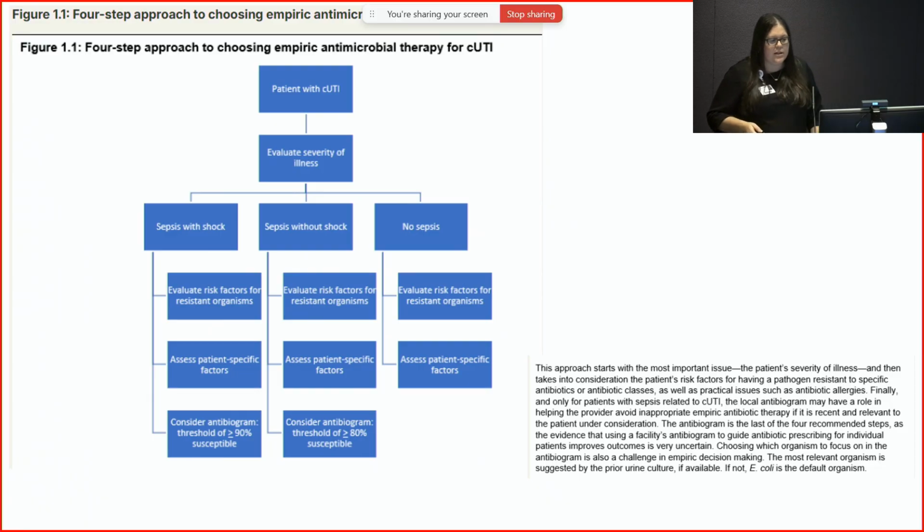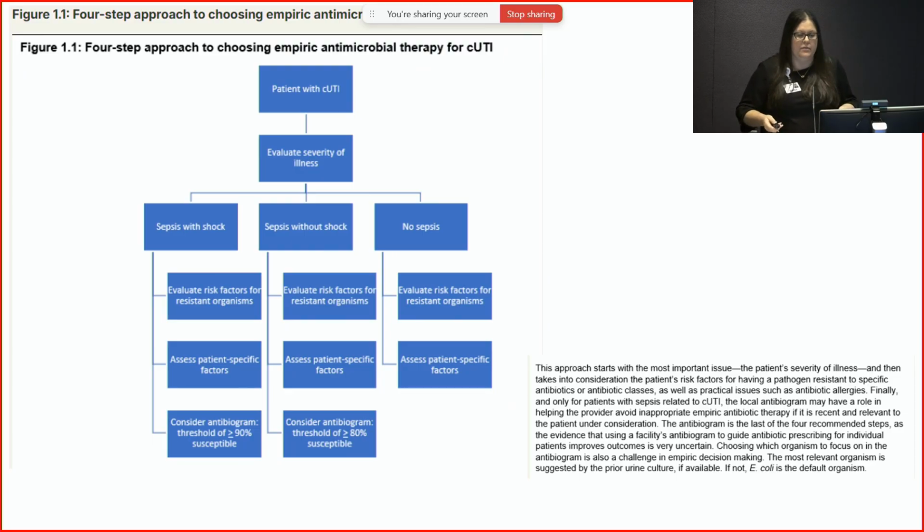So these guidelines really wanted to emphasize a 4-step approach on how to choose your empiric antimicrobial therapy for complicated UTIs. They really want us to be thinking about the severity of the illness first, and then go down the algorithm. Because if they just told you which antibiotics to use, maybe in New York City that antibiotic makes sense, but here it wouldn't be our best choice. So they didn't want to start just naming the antibiotics.